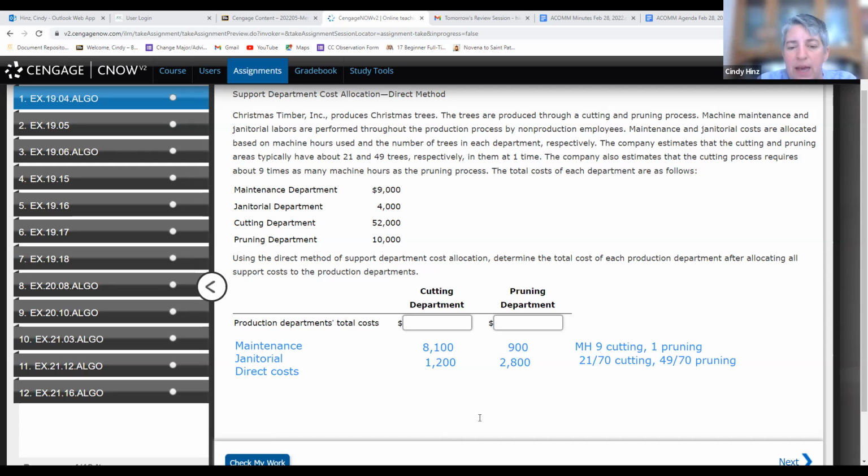And so what you'll notice is on each of those lines, the maintenance department, we've allocated $9,000. We allocated all of the cost out to those two departments. And then for janitorial, we allocated all $4,000 out to the two production departments. The last step is to add to that the direct costs of each of those departments. So $52,000 is the direct cost for cutting and $10,000 for pruning. And then we just need to add those together to get the total cost: the direct costs plus the allocation from maintenance and from janitorial.